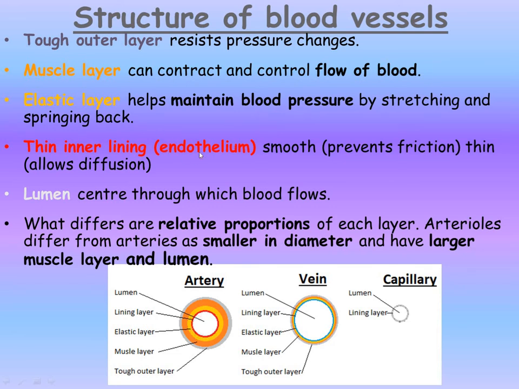If it's anything to do with the blood, it's called endothelium. The inner lining is smooth and it prevents friction, and it's very thin, so it allows diffusion in the capillaries. The centre bit that the blood flows through is called the lumen, which is the white bit here. So the arteries, veins and arterioles all have these layers, but the only thing that changes is the proportions of each. Arterioles differ from arteries because they're smaller in diameter, and their muscle layer is relatively thick in comparison to arteries.